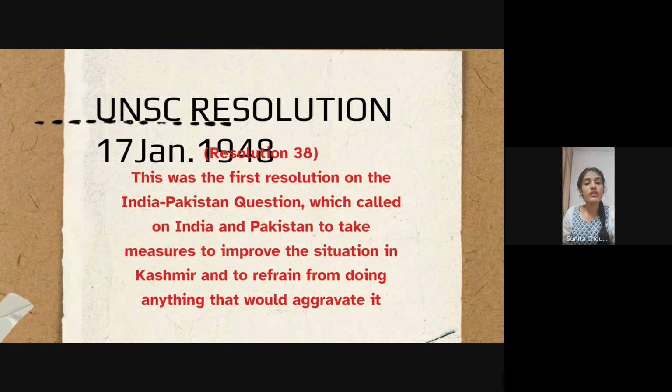After that, later we will see what happened after the Instrument of Accession. But before that, we will see what were the three main resolutions provided by the United Nations Security Council. The very first resolution, 38, talked about the measures India and Pakistan had to take to improve the situation in Kashmir and to refrain from doing anything that would aggravate the situation.